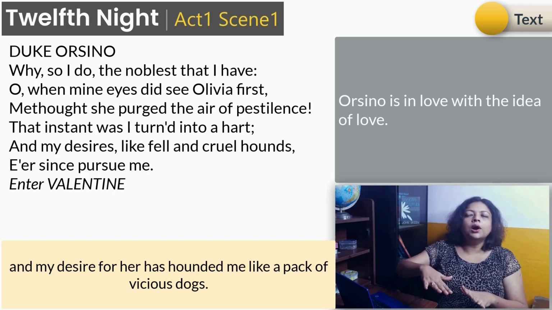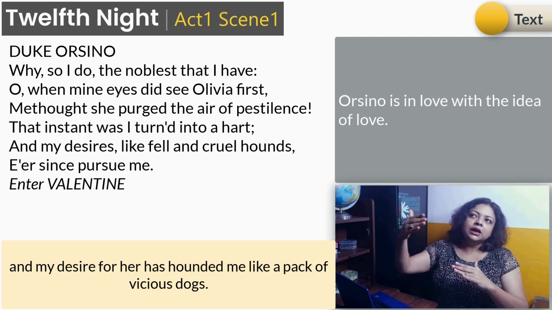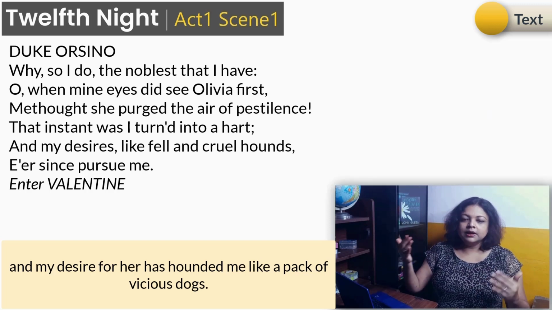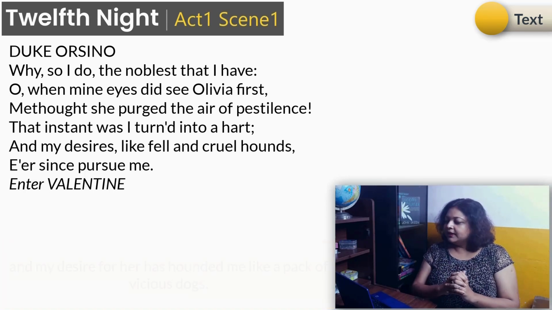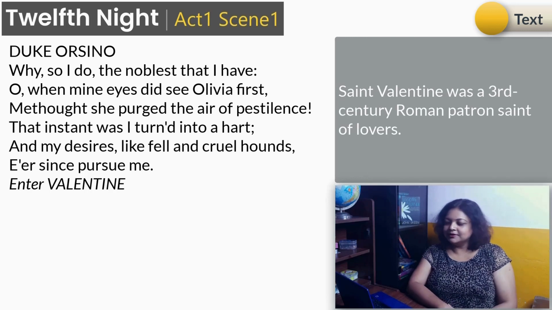So usually the world of physicality does not directly go hand in hand with the world of imagination, right? But in case of Orsino, we see a strange kind of mix-up of these two aspects. Okay. Now comes the next character, Valentine. Well, that doesn't need much explaining, I'm sure.